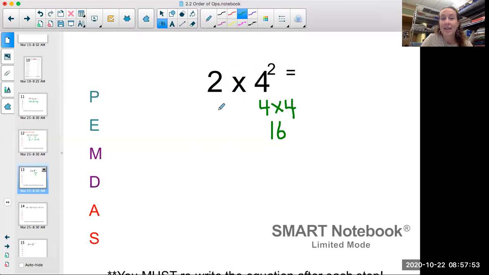Then we have our 2 and that multiplication sign. So 2 times 16. Now you can solve 2 times 16 in 2 ways. You can say 2 times 10 is 20. 2 times 6 is 12. And what is 20 plus 12? Or you can think of 2 16s and do 16 plus 16. Either way, it's going to bring you to 42. And that will be your answer.